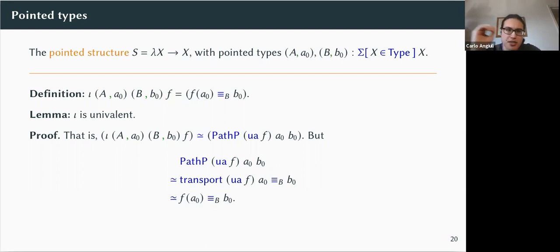Now, we can prove that this notion of pointed equivalence is univalent. And to do that, just recapping the definition, we have to say that iota holds of F exactly when this path over is true. But if you look at this path over, you can always turn a path over into a homogeneous path just by transporting one of the endpoints. And if you do that, then you see that transporting across UA is the same as applying the function. So this condition is exactly the same as saying that F of A naught is B naught. But that's exactly how we defined iota. So this iota is in fact univalent.